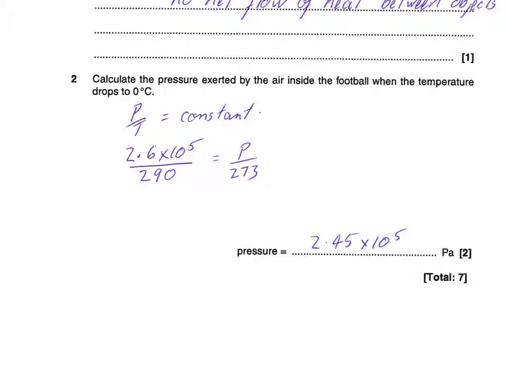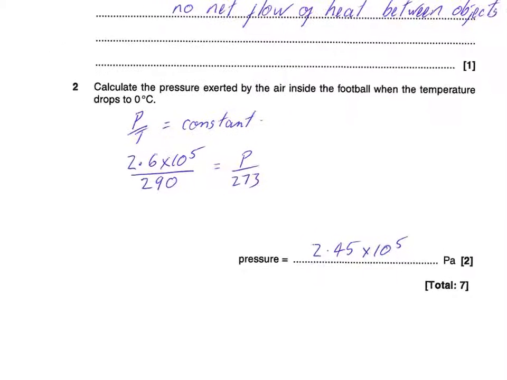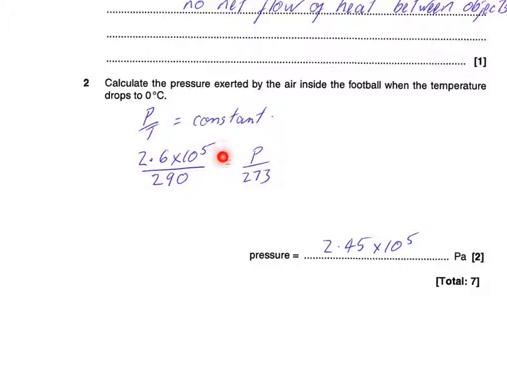So the pressure that we had before, the 2.6 times 10 to the 5 divided by the temperature we had before, the 290 Kelvin, is the pressure we were after divided by the 273 Kelvin. Multiply both sides by 273, and you end up with the final pressure is that value, 2.45 times 10 to the 5 pascals. So relatively straightforward finish to G484 homework booklet question 10.